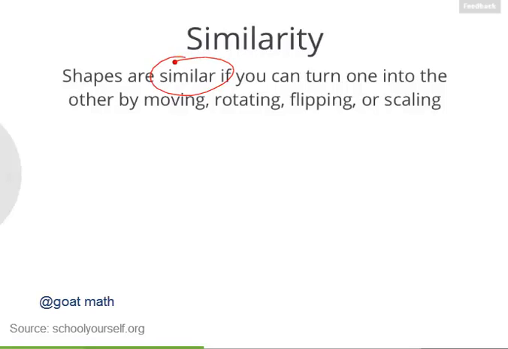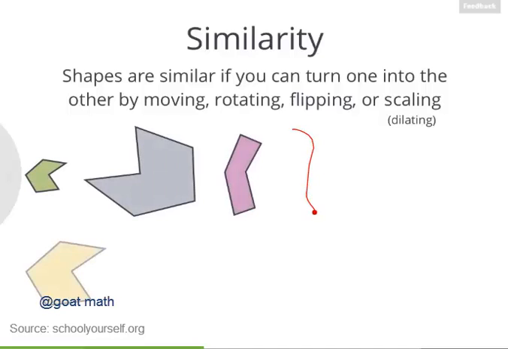Shapes are said to be similar if you can turn one of them into the other by moving it, rotating it, flipping it, or scaling it, which means making it bigger or smaller, kind of like zooming in or out. By the way, another word you might hear instead of scaling is dilating, which means the same thing, making something bigger or smaller.